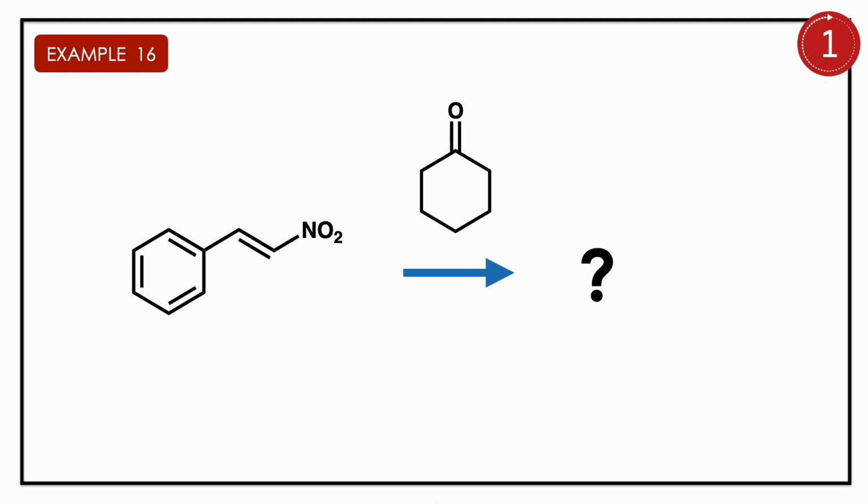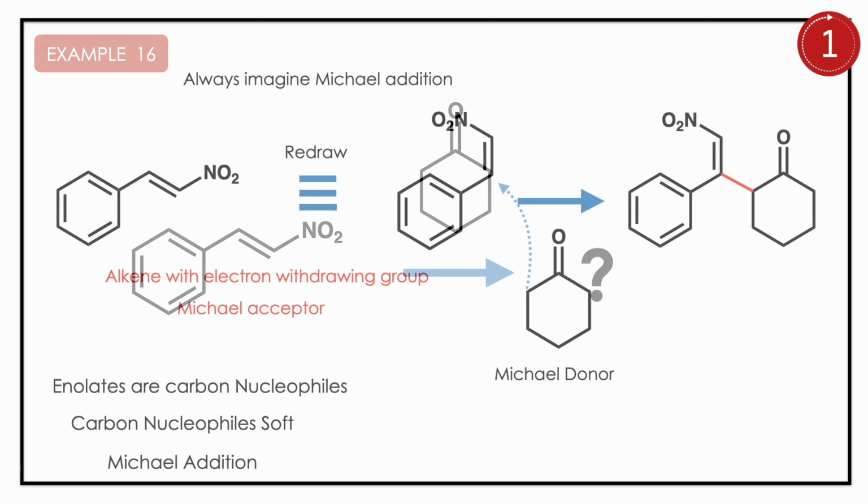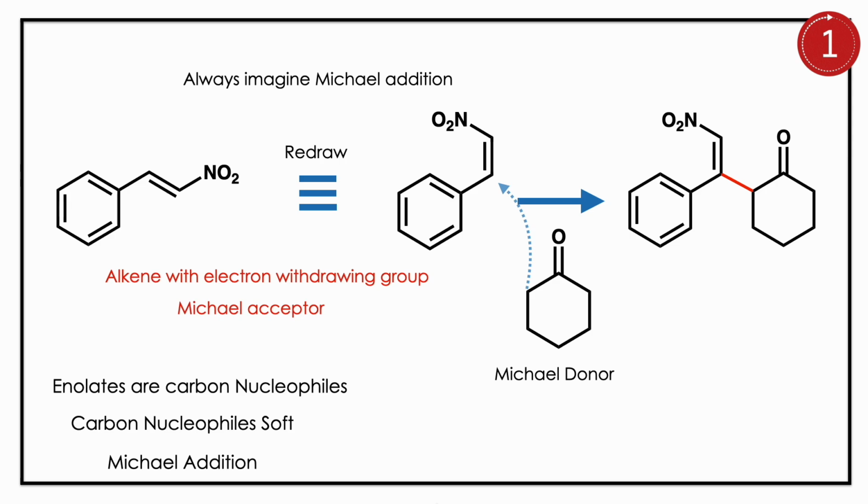Then the next example, you have benzene with side chain alkene and nitro group and you are reacting with cyclohexanone. You should find what will be the final product. Here nitro group is the Michael donor. You should imagine the reaction. So if you redraw, the reaction will be easy.